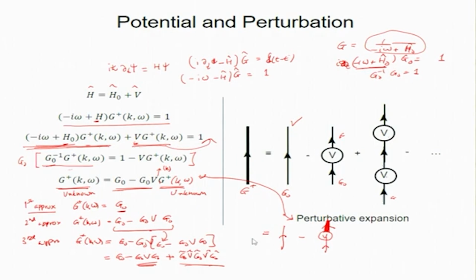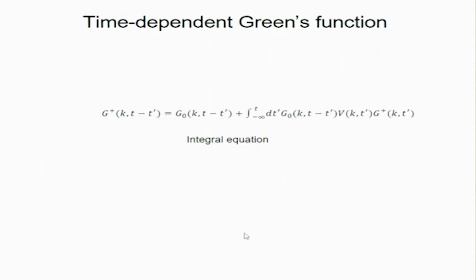Okay, this is how we plug in this perturbation V. Now, let us do one more thing. Suppose I want to write in terms of time. We will find G_k(t, t'), and this is again G_0 V G_0. I am going to leave this as an exercise for you.